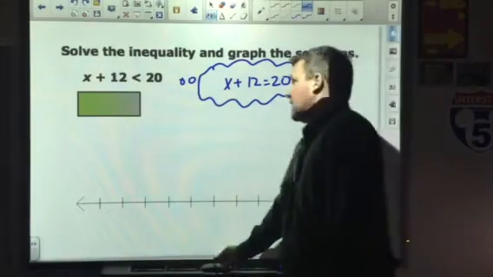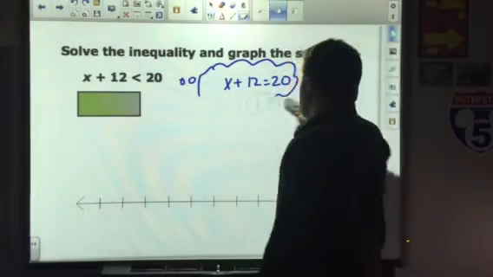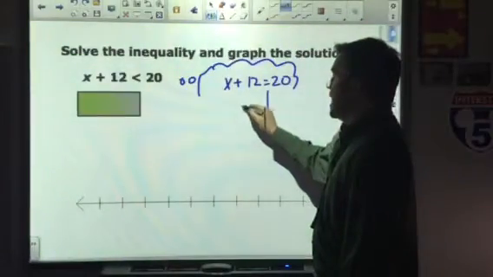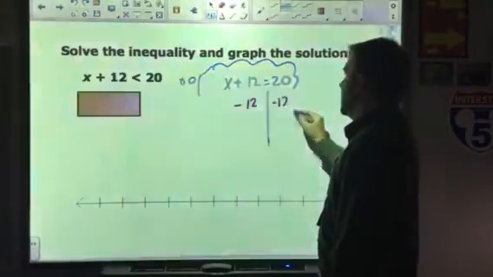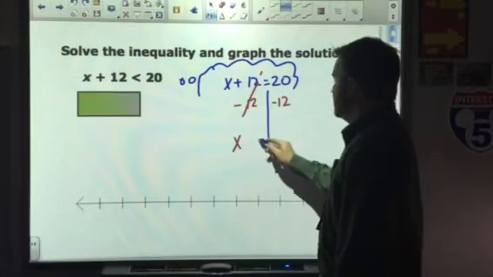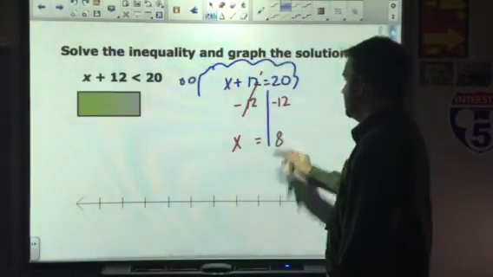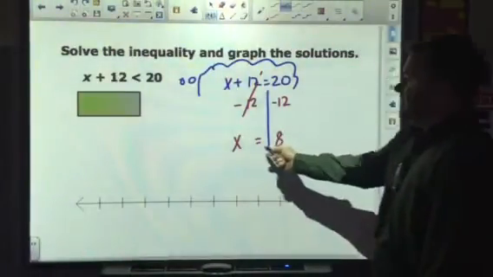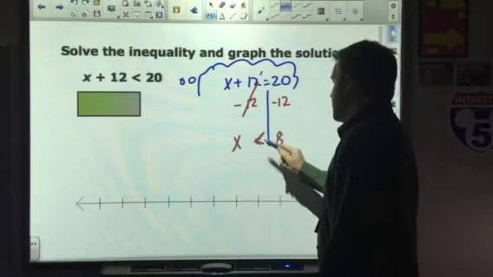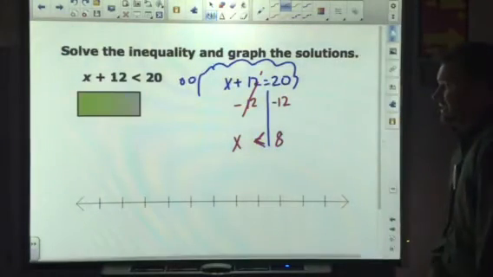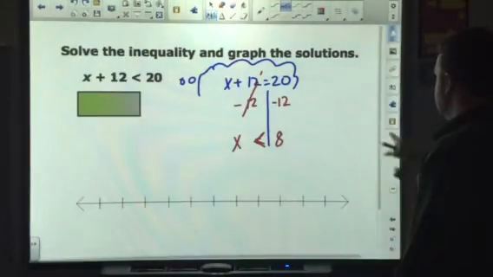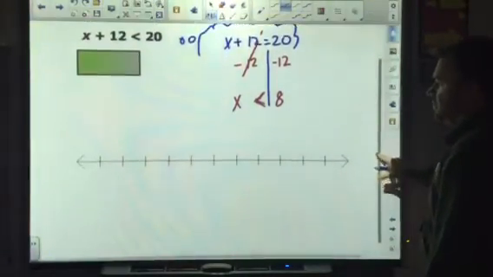But when we solve it like that, what we would have to do here is the inverse operation, where we subtract 12 on both sides. These 12s will cancel out, and we'll get x equal to 8. But instead of the equal sign, we'll just replace it with our inequality. So what our inequality statement says is that x is anything that is less than 8. And then one more step we need to do is graph that.